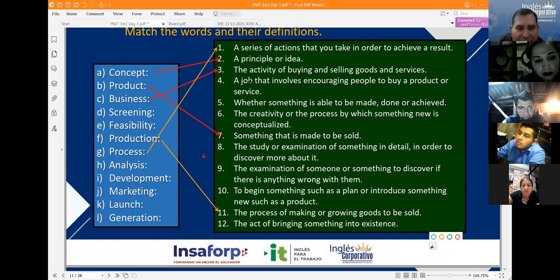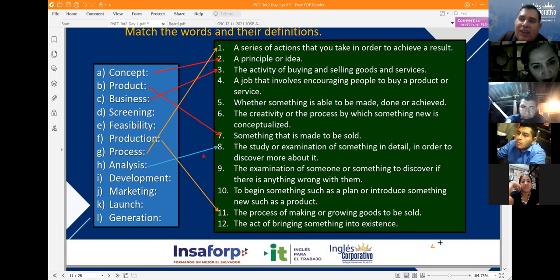Okay. Analysis. What's analysis? Number eight. See the color, change the color. For number eight, we're going to have blue, okay? The study or examination of something in detail in order to discover more about it. That would be analysis. Number nine is very similar, but that is one that you didn't know the answer of. Okay. Development. What is development?